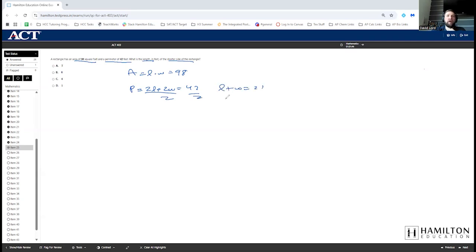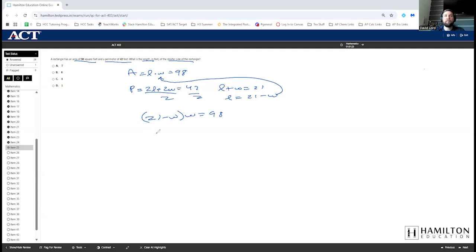And then isolate the variable and substitute it into here. So (21 minus W) times W is equal to 98. This now looks like a quadratic, so we could graph this with our graphing calculators. We could solve it with our programs on our graphing calculators. We could also do it by hand.